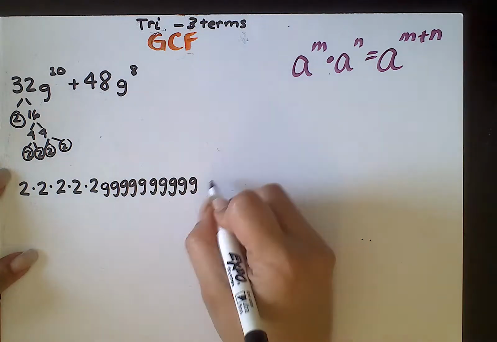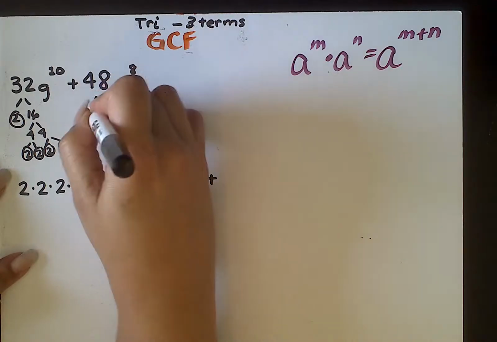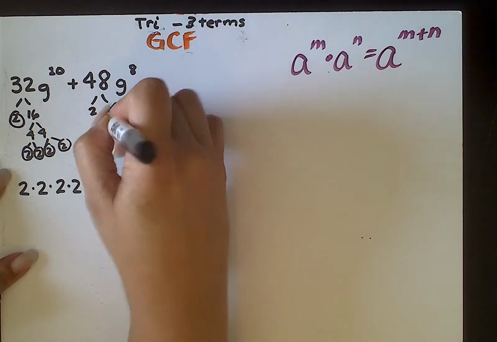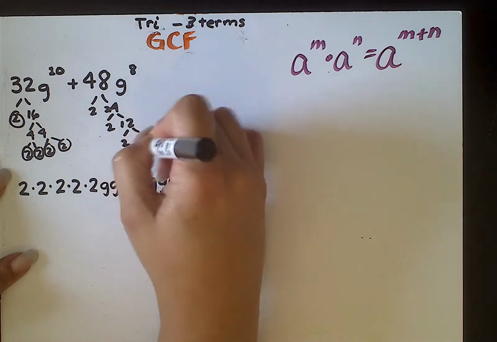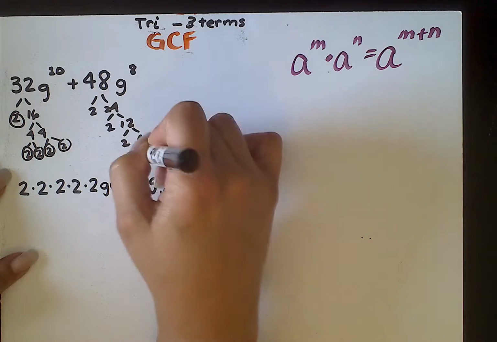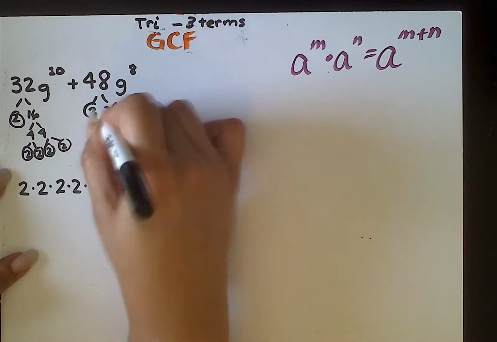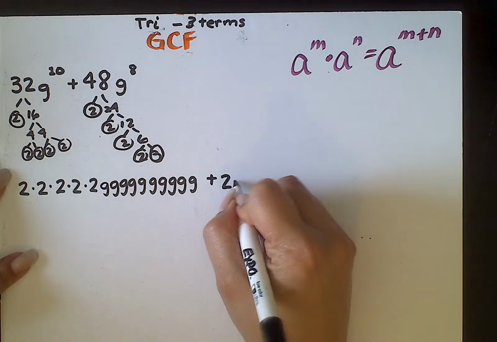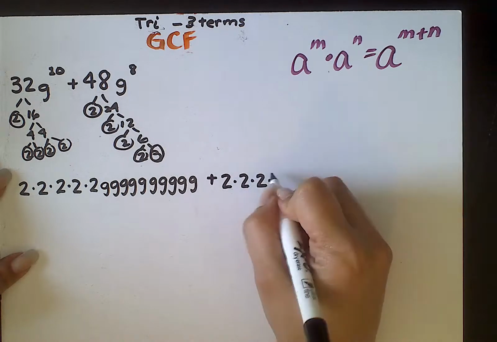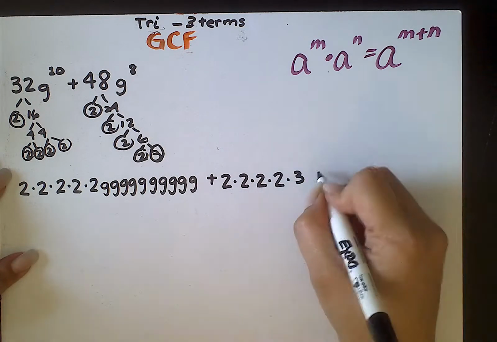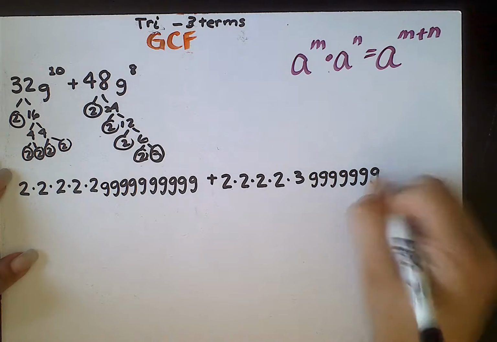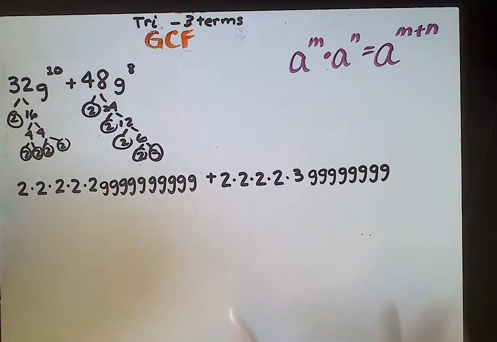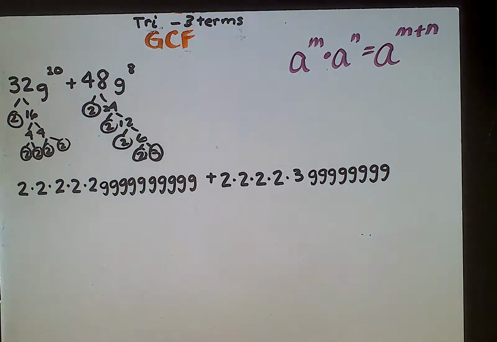All right, plus 48. That's 2 times 24, 2 times 12, 2 times 6, 2 times 3. So I circle all of my primes. That's 2, 2, 2, 2, 3. So look at how much this is expanded out. This was the reason that I would say it might be a little bit more difficult.